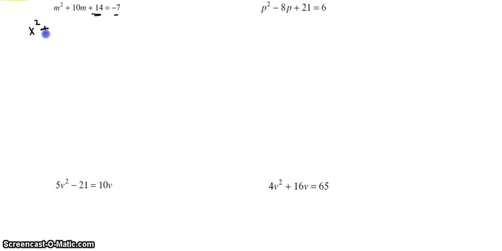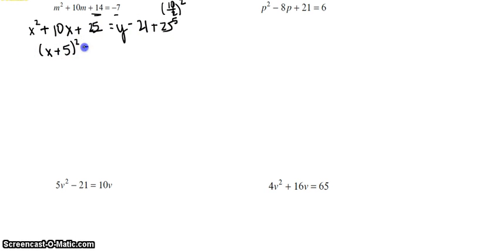Alright, so we would have x squared plus 10x plus something equals y minus 21. I just moved the 14 over. So if we take 10 divided by 2 and square it, this becomes 5 squared is 25, plus 25. So then we have x plus 5 squared equals y plus 4.